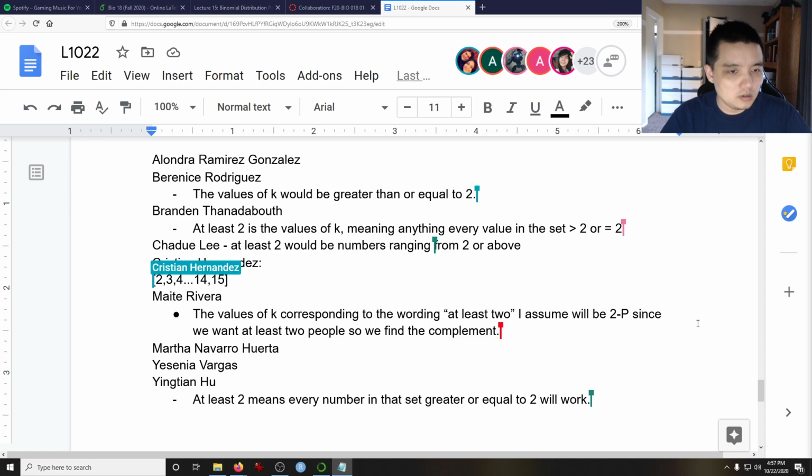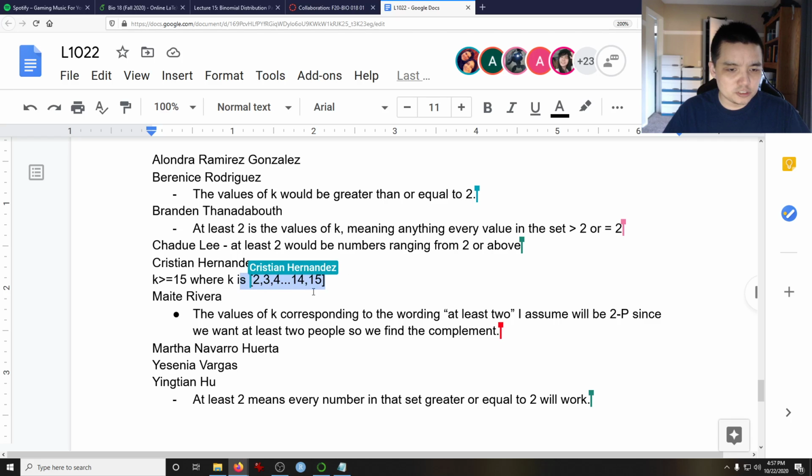Okay, so I thank you for finishing off these quick math questions here. I hope that the little before-lecture assignments help jog your memory a bit. And as folks such as Berenice and Yingtian said, at least 2 means greater than or equal to 2. And we could see that Christian explicitly listed out the k values, 2, 3, 4, all the way up to 15. Thank you all.